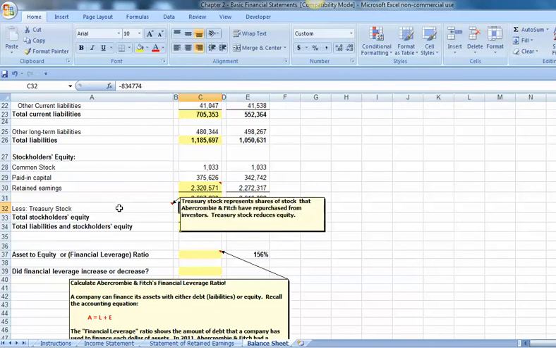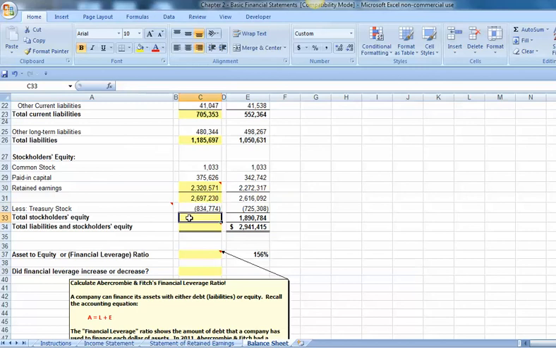Treasury stock represents shares of stock that Abercrombie & Fitch have repurchased. They reduce stockholders' equity. And it's already a negative number, so we can just simply add these two numbers together. We have total stockholders' equity of $1.8 million.